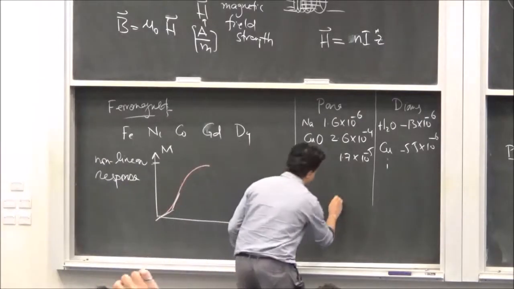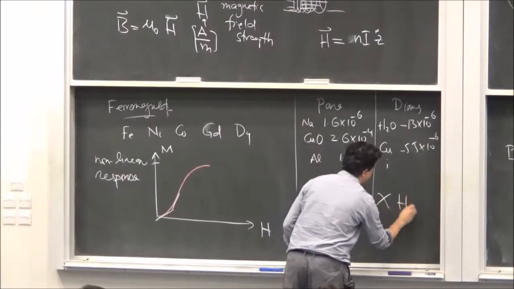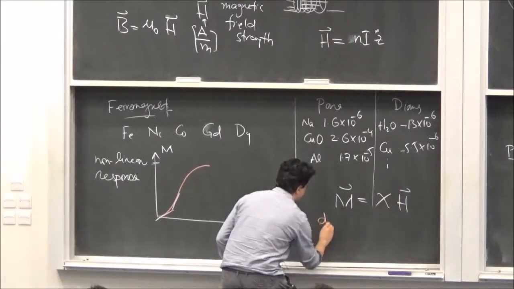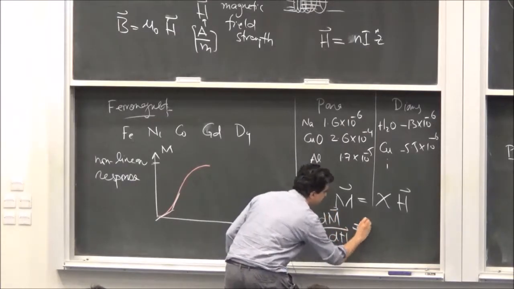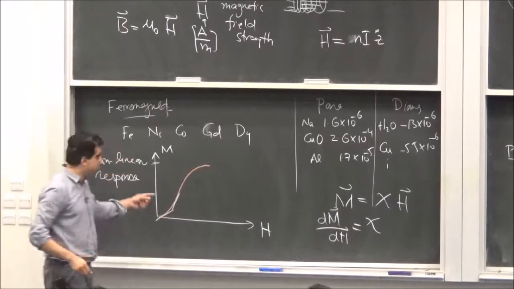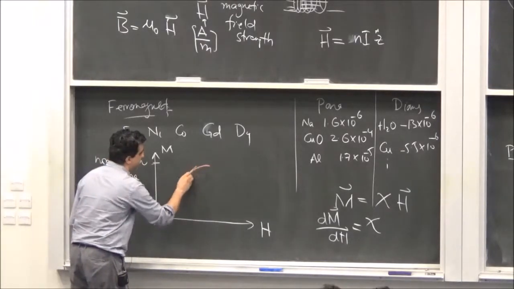Now what do you have for m? m is equal to chi H. If you take dm by dH, what is this? This is your chi. So that's the slope of this graph. So the slope of the graph is changing at each point.